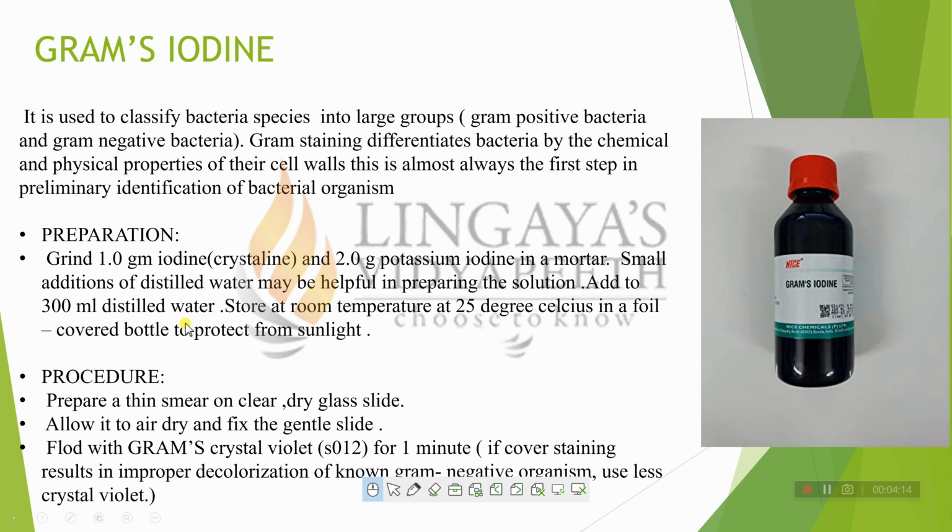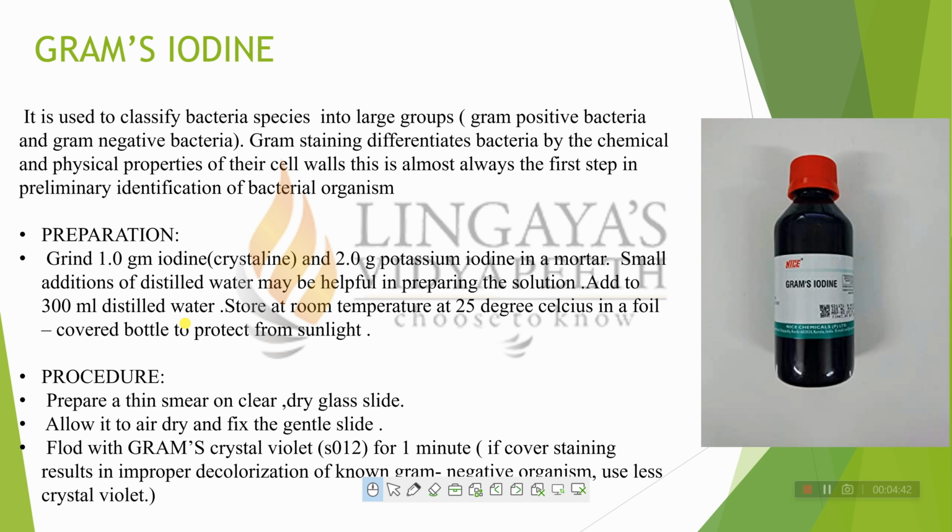Now the second reagent is Gram's iodine. As the name suggests, Gram's iodine is used for the staining of bacteria to differentiate the bacteria into gram positive and gram negative. Generally, Gram's iodine is used in the gram staining. Why is gram staining performed? Gram staining is performed to differentiate the bacteria into gram positive bacteria and gram negative bacteria.